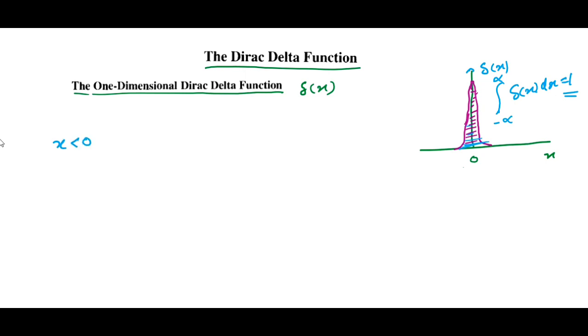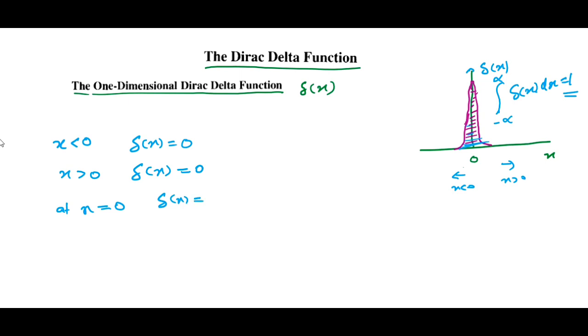if x is less than 0, then the delta function vanishes, that is 0. In the x greater than 0 region, the delta function can be written as 0. That means beyond this region, delta function is 0, and above this region also 0. What about at x is equal to 0? At x is equal to 0, the delta function goes to infinity. That is here. This function goes to infinity at the x is equal to 0 position.